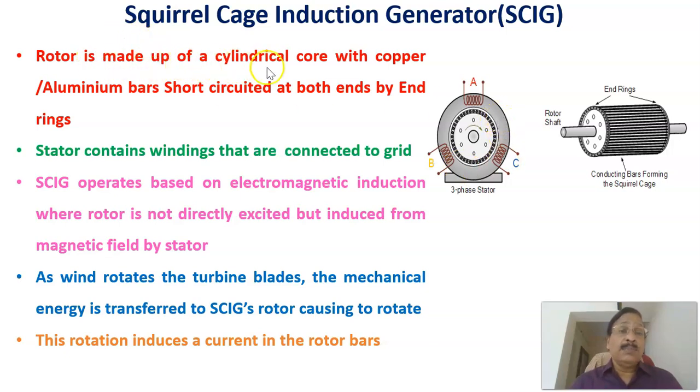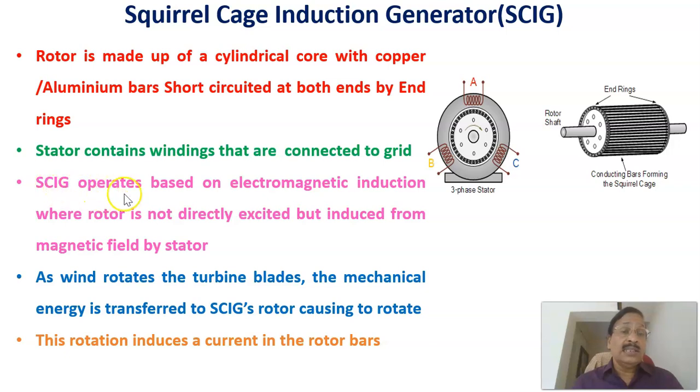A rotor is made up of a cylindrical core, that is this one, with copper or aluminum bars short circuited at both ends by end rings. Therefore, the end rings are there, shorting the rotor bars. And the stator contains the winding that is connected to the grid. Therefore, the stator three-phase winding is connected to the grid.